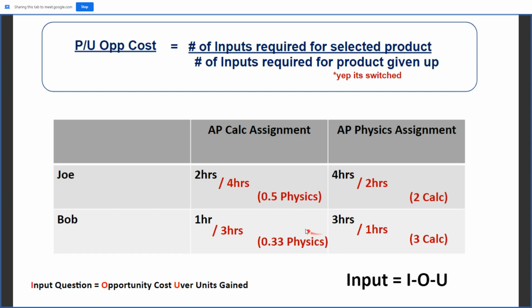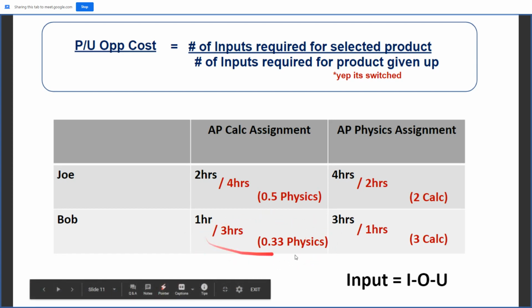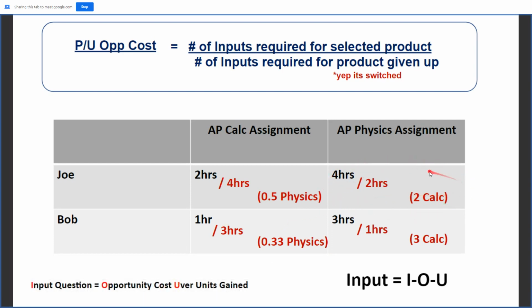Again, I'm going to see that Bob has the comparative advantage in Calc, and Joe has a comparative advantage in physics. So input question, just flip it. I like to remember it, and on the day of the test, obviously it's open book, open note, but I just like to write OOO and IOU. If it's an output, the other goes over. If it's an input, the other goes under, and we'll have the same exact results.